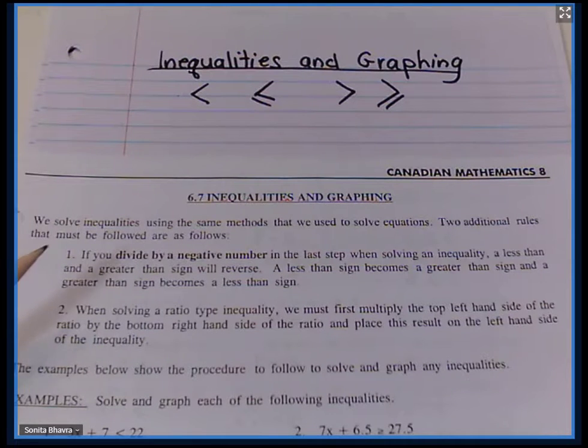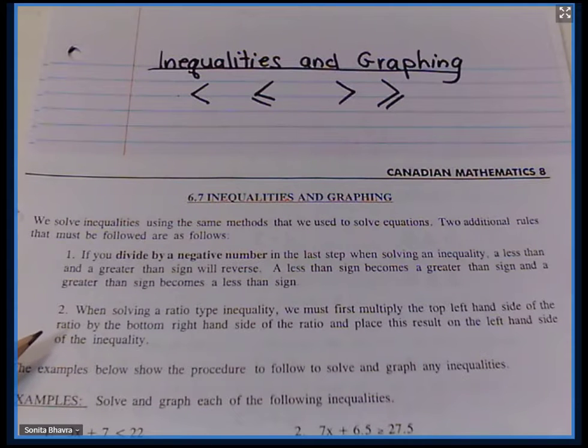You do have this under your modules, under 6.7. Rule number 1 is dividing by a negative number. If you're at the last step and you're dividing by a negative number, the inequality sign will reverse. If it was a less than sign, it will become a greater than sign. If it was a greater than sign, it will become a less than sign. That will make more sense when we do some examples.